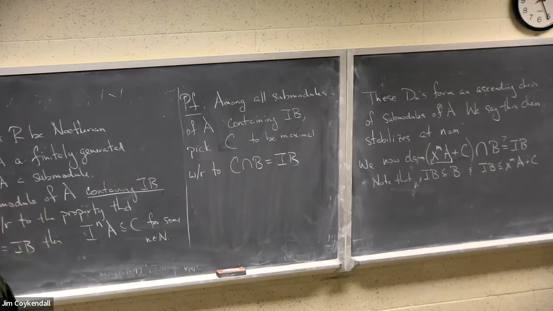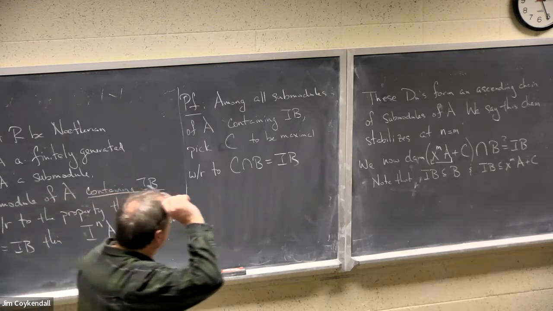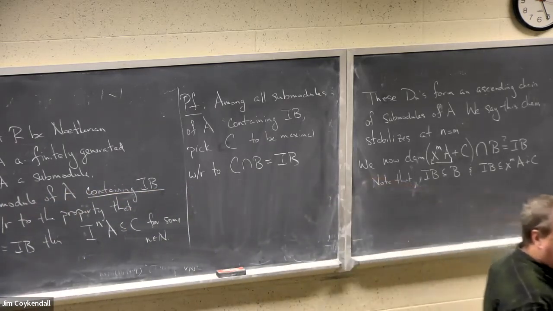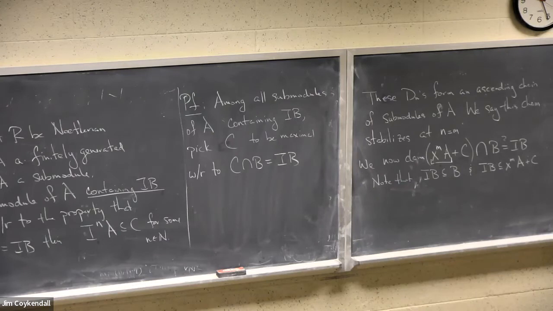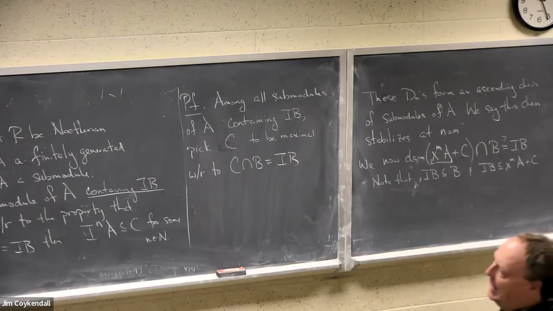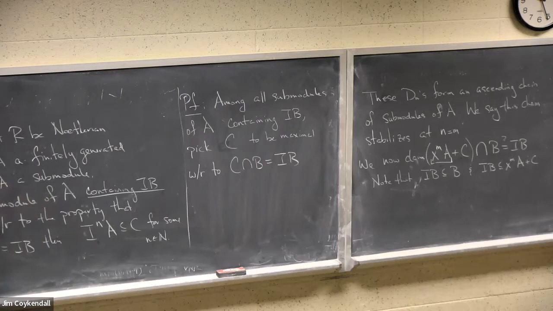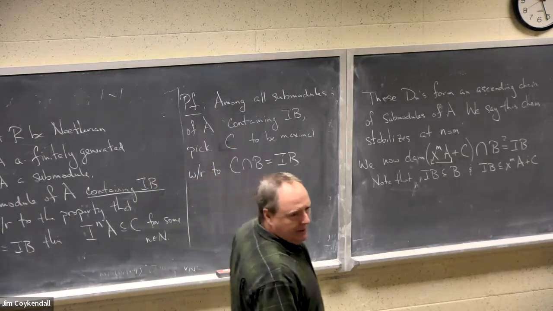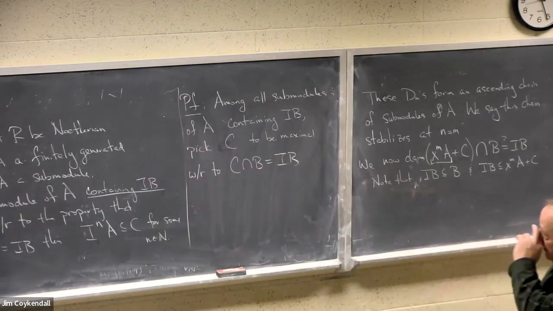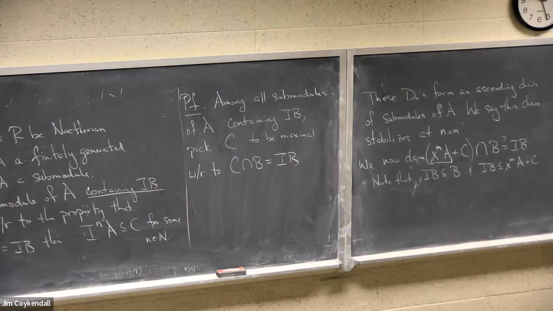Well, let me point out, the first thing we do is we have our A, we've got this whole setup here. We've got A, it's a finitely generated R module, and then we take I times A and I squared times A and I cubed times A, all of these animals. We intersect this, we call this B, which is at least 0, but maybe bigger. Now, what I do is among all submodules of A that contain I times B, because certainly A does contain I times B, pick C to be maximal with respect to the property that C intersect B is equal to IB.